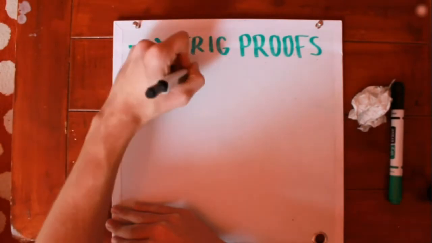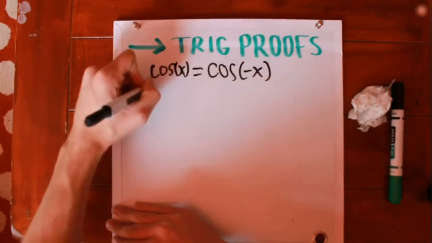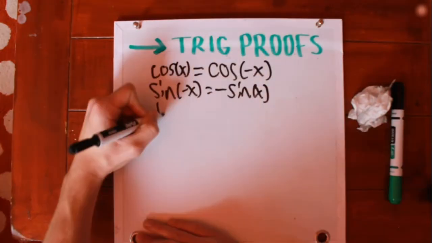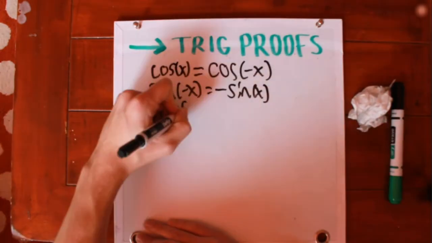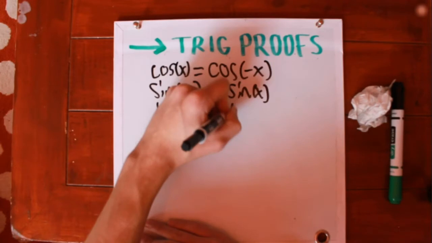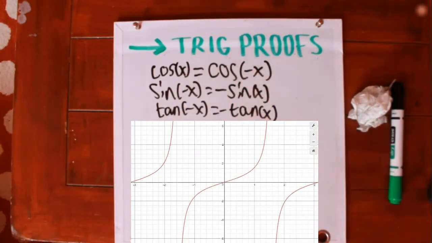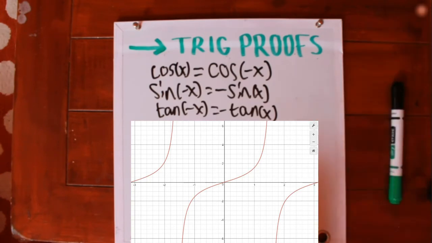So if cosine is even and sine is odd, cosine of x equals cosine of negative x, and sine of negative x equals negative sine of x. If we add tangent into the mix, we'll see that like sine, it's symmetrical about the origin. So tangent is an odd function, and tangent of negative x equals negative tangent of x. I won't quiz you on these, but it's good to know how each function reacts when reflected on a key point about the graph, and these identities should generally help you understand the function's behavior better.